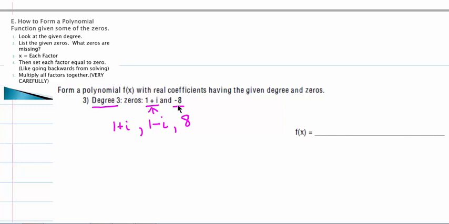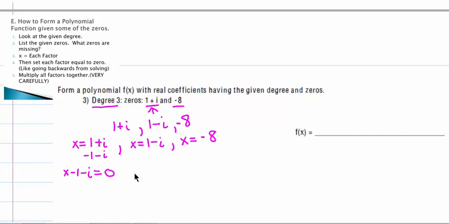Now I'm going to take each factor. They're solved, right? So I know that x is equal to 1 plus i. I also know that x is equal to 1 minus i. And I also know that x is equal to negative 8. Now I'm going to set each one of these factors equal to 0. So I would subtract 1 plus i from both sides. So I get x minus 1 minus i equals 0.